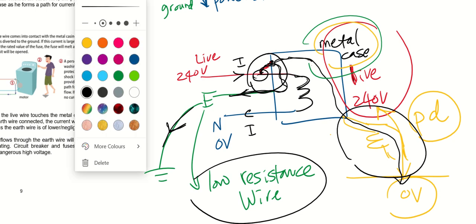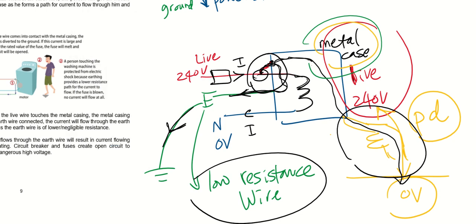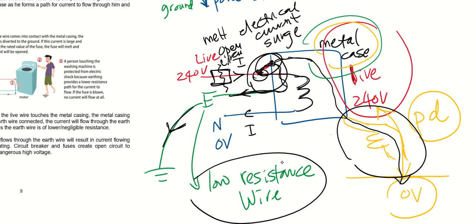So the fuse that is connected to the live wire, remember, because there is now this electrical fault, there will be a surge in current, which will then cause the fuse to melt and create an open circuit. Because we wouldn't want all this current flowing into earth for nothing. We'll be paying extra electricity bills, correct? So the fuse will come in to work with the earth wire.